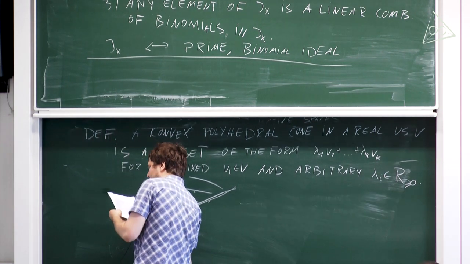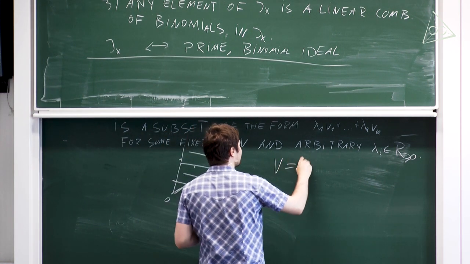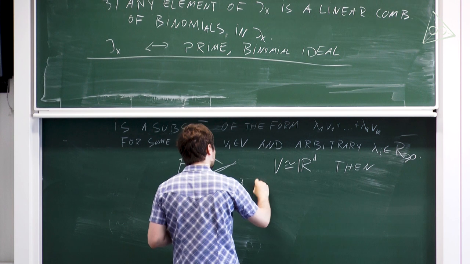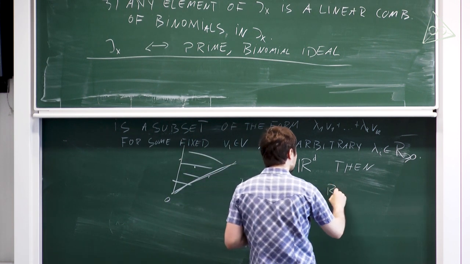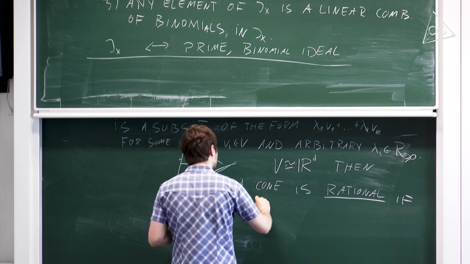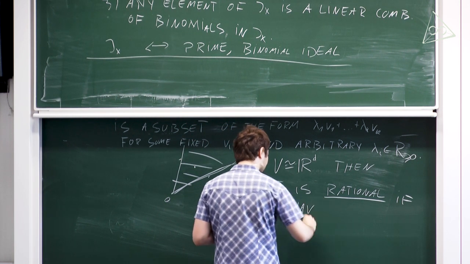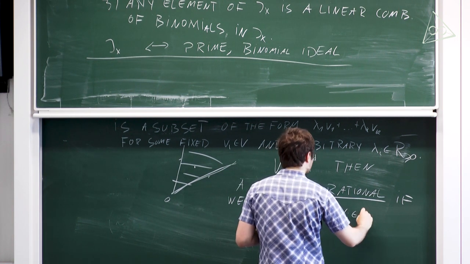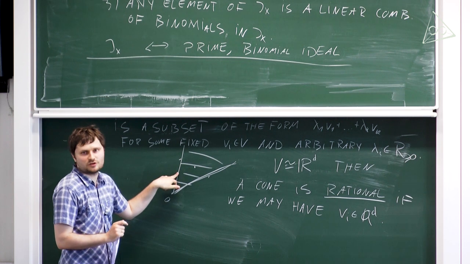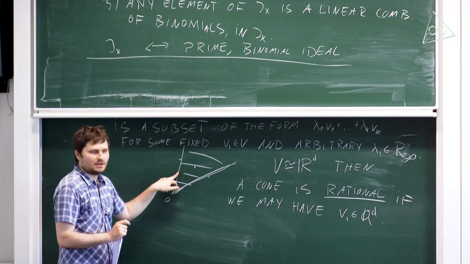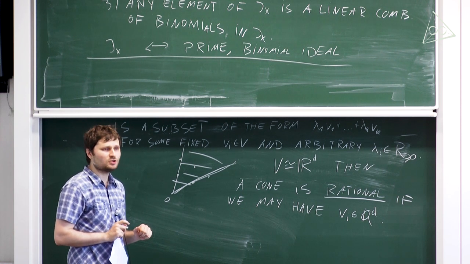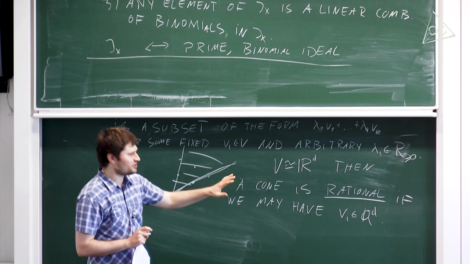And we will say that if we identify V with R^d, then a cone is rational if we may have the vi in Q^d. So if I would put this ray through (1, √2), this would not be a rational cone. But if I'm allowed to pick here a rational point and here a rational point, then I will call this cone rational. And from now on, we will be just dealing with convex polyhedral rational cones.